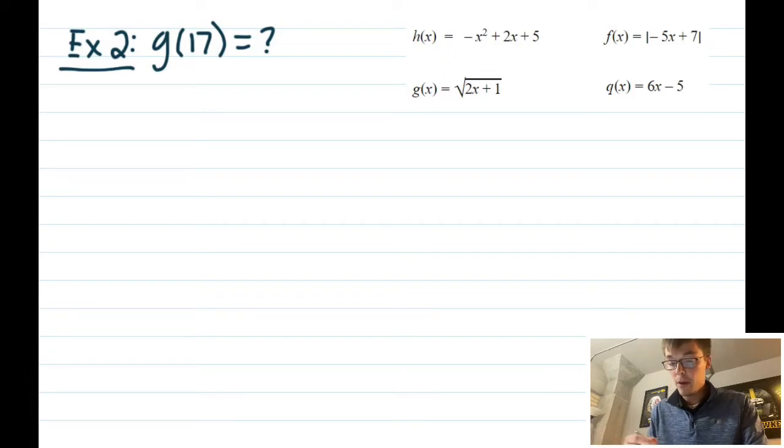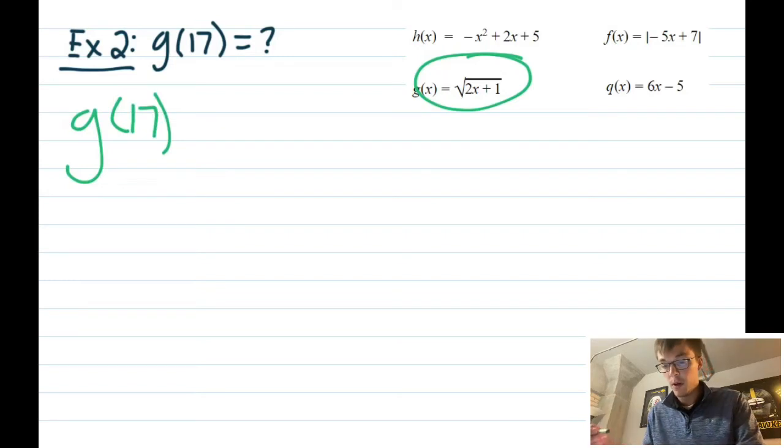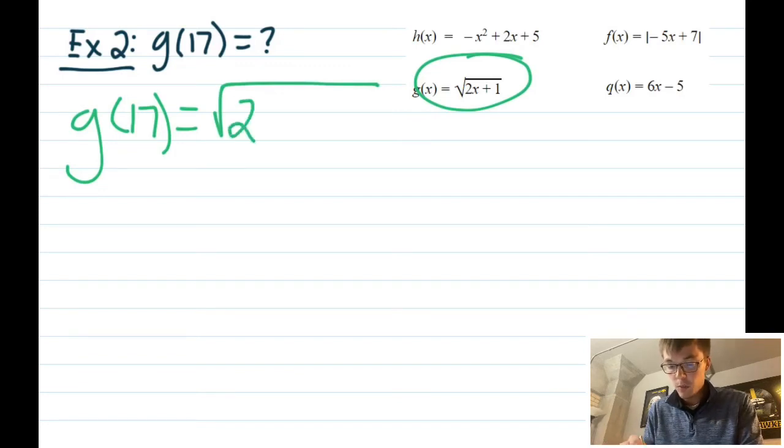Okay, picking right up here on g of 17. We're going to use the g of x equation, which is that one right there. So every time I see an x, I'm going to put in a 17 in this equation. This one has the square root going on, and everything is underneath the square root. That's key here. So we're going to have 2 times x, which is 17, plus 1, and that's all underneath the square root. Before you can do your square root, you must simplify everything underneath.